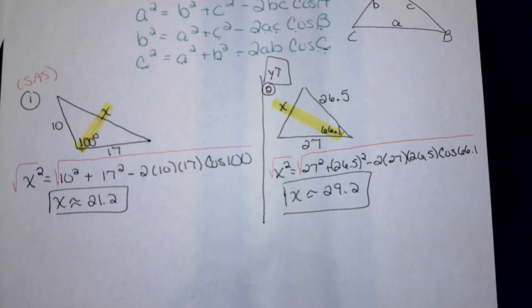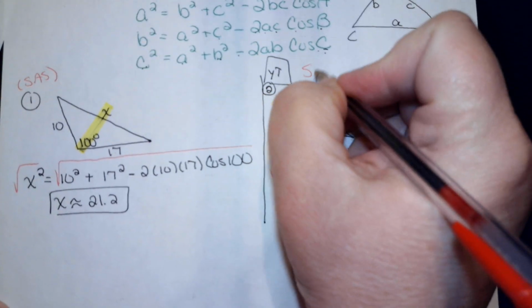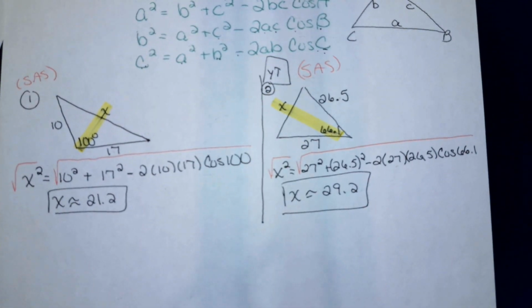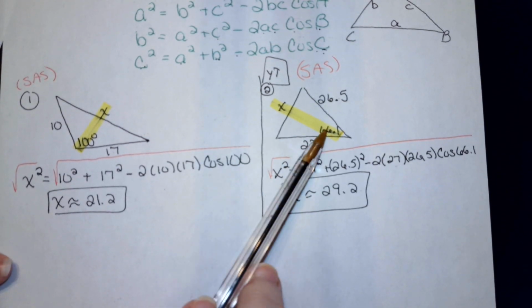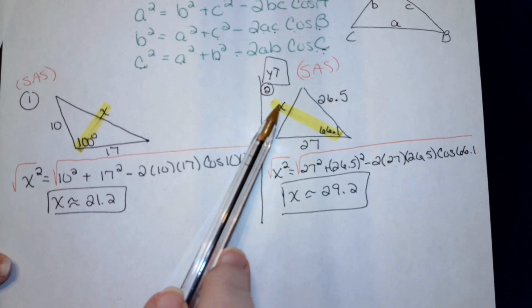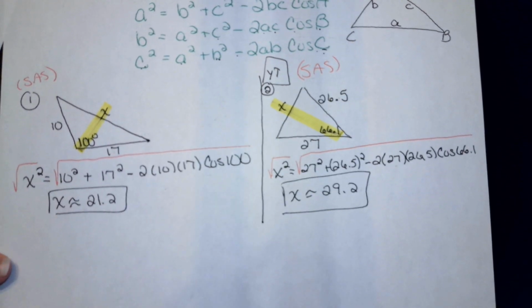So again, I noticed that this was a side angle side scenario, so it was a SAS. I saw that I was working with an angle and the opposite side, but I wasn't given both pieces of information, so that lets me know that I should not use the law of sines. I needed to use the law of cosines.